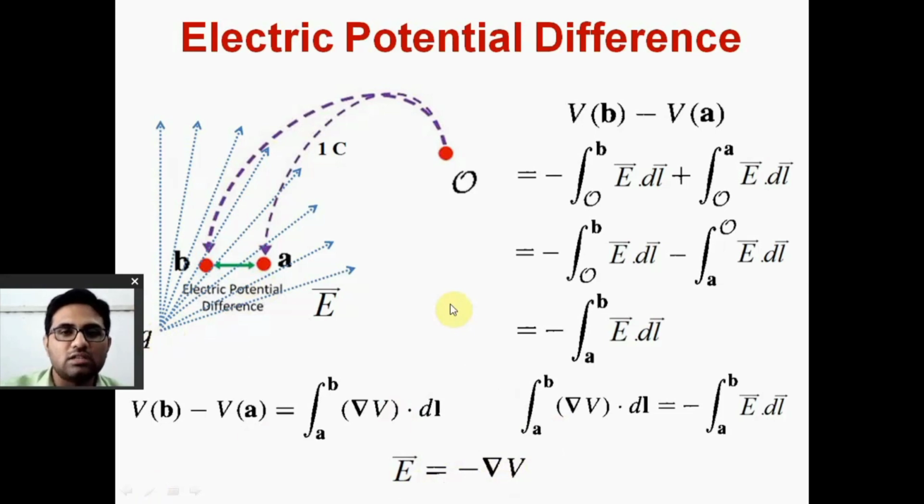Now in the next class, I will discuss the choice of the reference point to find the electric potential. Is there any restriction in this choice of the reference point? That we will discuss in the next class.